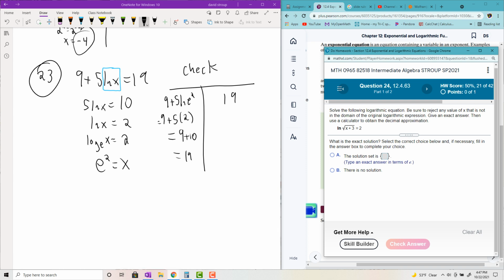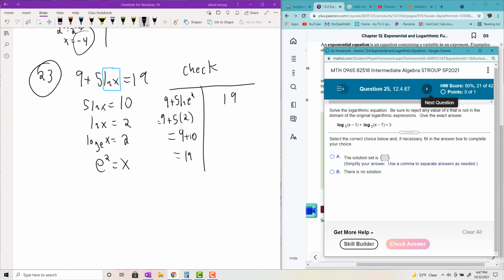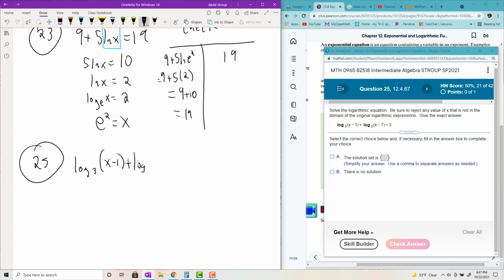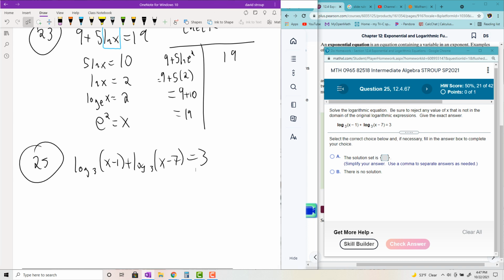Okay, and some of these problems you have to use the properties of logs before you can solve the equation. So here in 25, what do we have? Log base 3 of x minus 1 plus log base 3 of x minus 7 equals 3. And this is usually where you get in trouble with no solution issues.